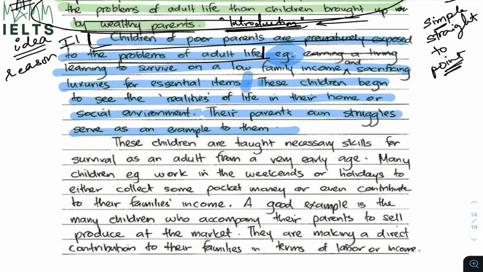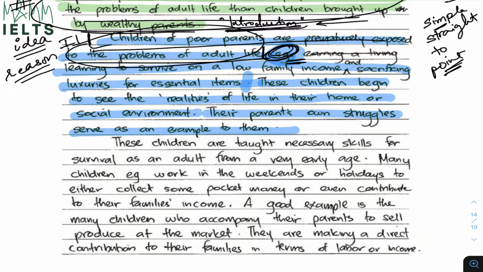This is a reason. Okay, because the student feels that children of poor parents are prematurely exposed to the problems of adult life. So he means, or she means, that when they are very young, they just face all those difficult challenges in life. Which may not be the case if you are brought up in a wealthy family, right? So first thing is reasoning. Then the student has immediately given an example to support the reasoning, which we discussed right now: an idea, then an example to support your idea.